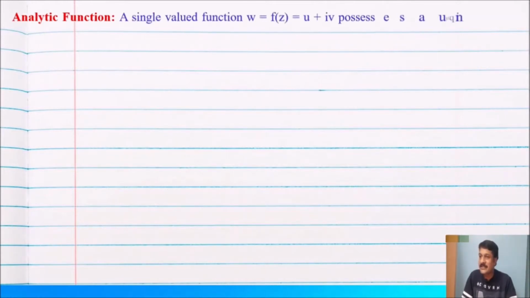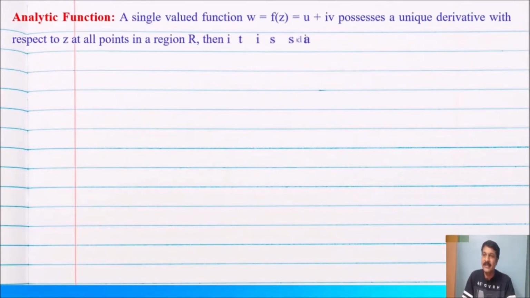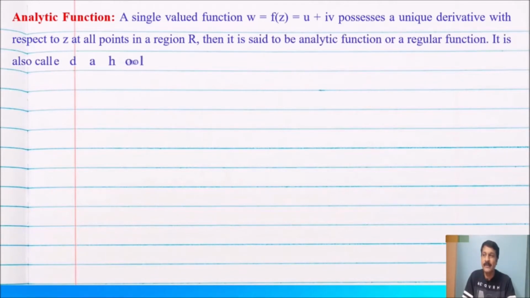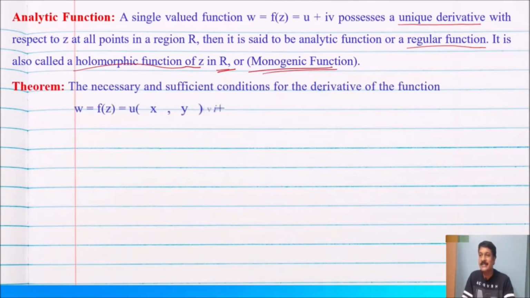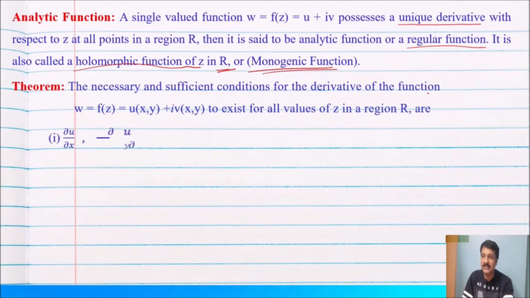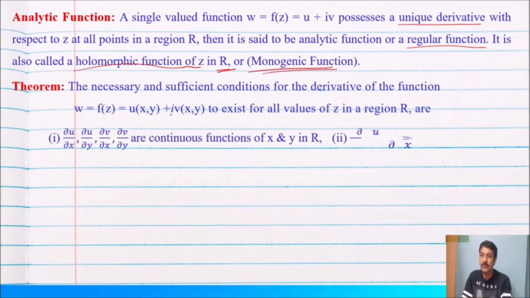Now the analytic function: a single valued function w equal to f of z equal to u plus iv that possesses a unique derivative with respect to z at all points in the region R is said to be an analytic function, or you can say a regular function. It is also called a holomorphic function of z in R. Now here is one theorem. This is a very important theorem. The necessary and sufficient condition for the derivative of the function w equal to f of z, that is equal to u plus iv, to exist for all values of z in the region R, there are two conditions. First, the partial derivatives del u by del x, del u by del y, del v by del x and del v by del y.